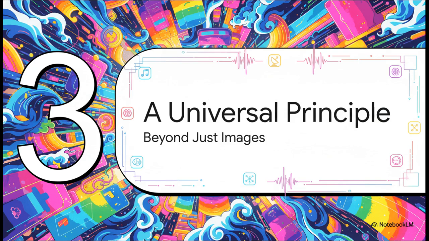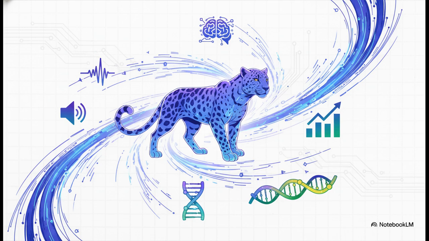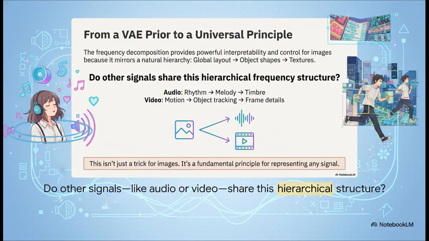Because as it turns out, this isn't just a neat trick for making sense of pictures. It's a universal principle. Yeah, the leopard was just our way in. It's a really good way to get a grip on a concept that applies to almost any kind of signal you can possibly imagine. Oh, for sure. Think about a piece of music. The low frequency part is the bass line, the rhythm, that's the forest. The mid frequency is the melody, the main tune, the trees. And the high frequency is the timbre, the unique sound of the violin or the singer's voice. Those are the leaves. The same pattern is absolutely everywhere.